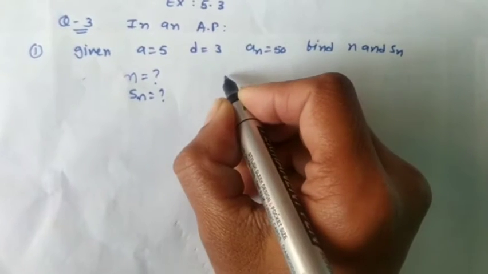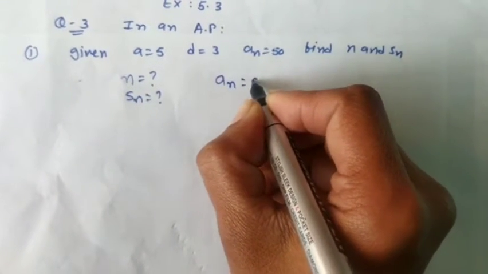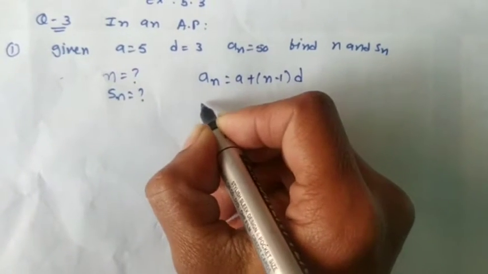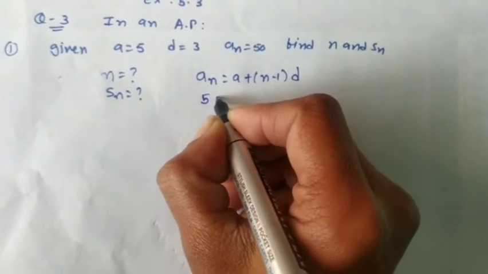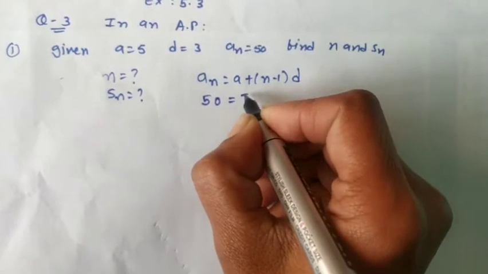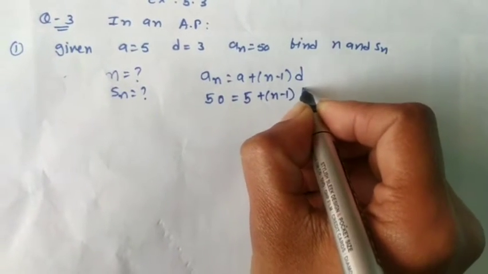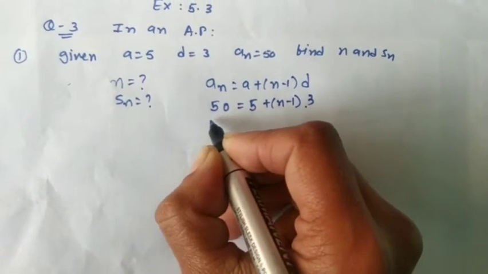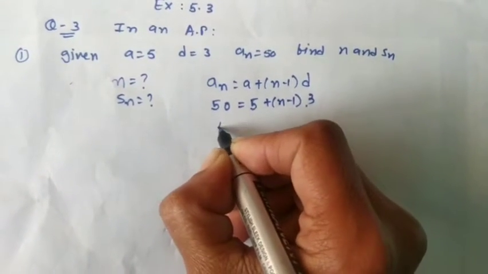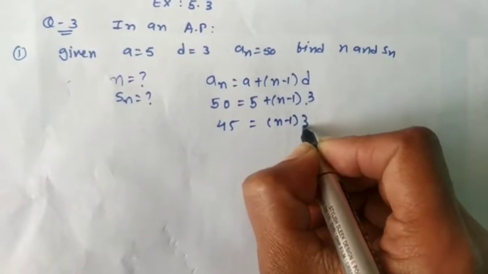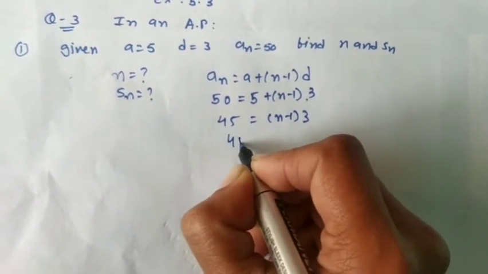So let us apply the formula, that is an is equal to a plus n minus 1 into d. Let us substitute all these values over here. So here we will write 50. a is 5, n minus 1 we do not know, and the difference is 3. Here we will do 50 minus 5, so it becomes 45, and that is equal to n minus 1 into 3. Let us take 3 down.